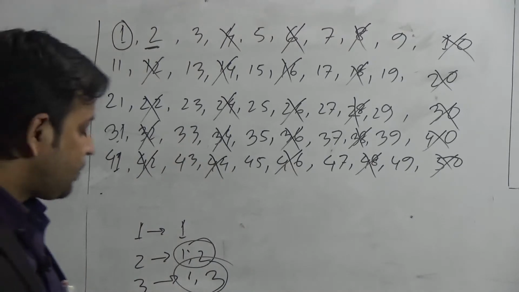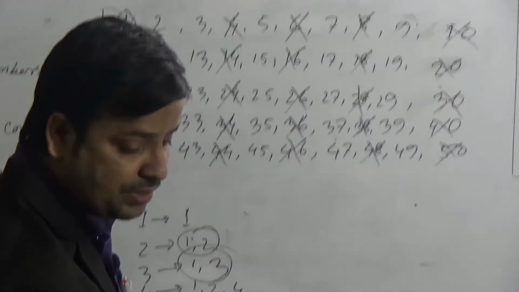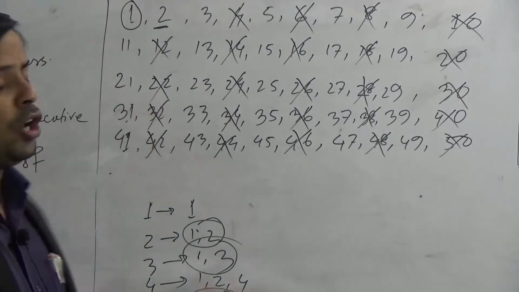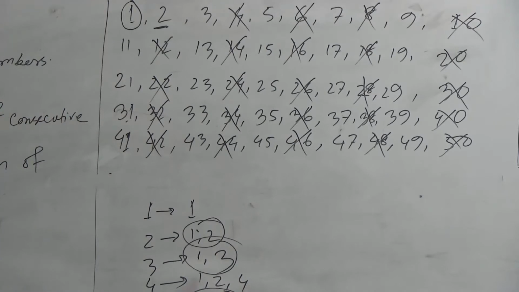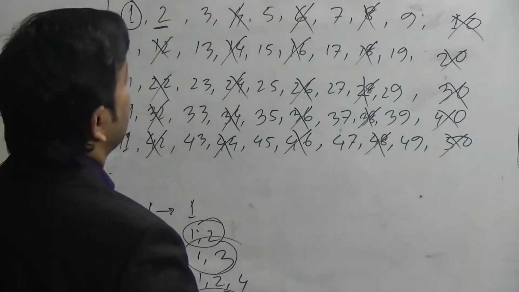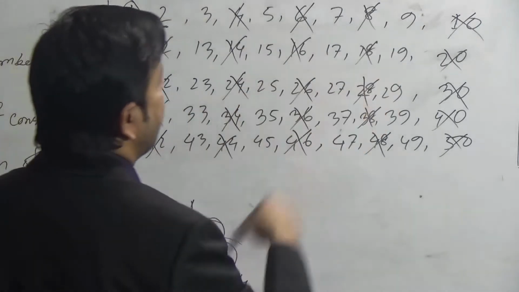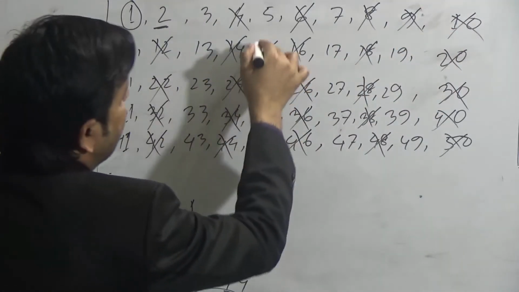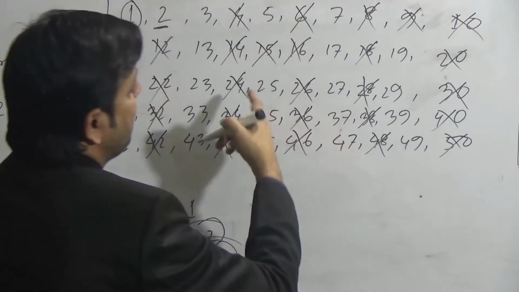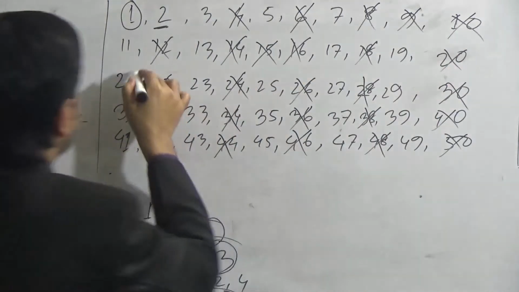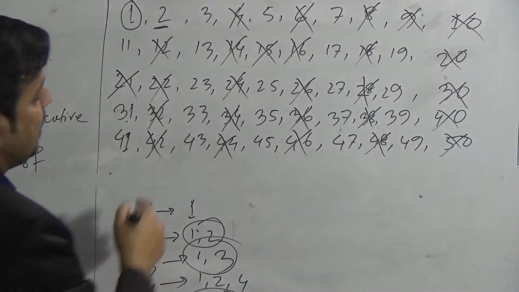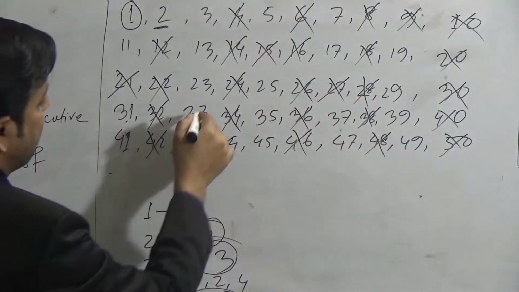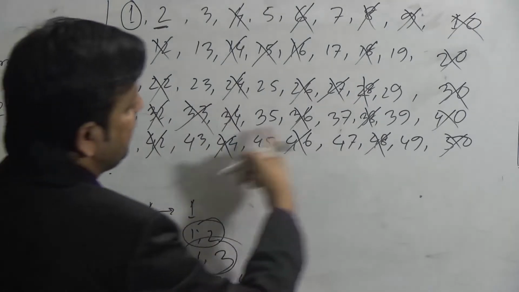Okay, now we can consider 3. 3 is a prime number, we know. So cut all the multiples of 3 except 3. Now 6, 9, we have to cut 9. So 9 is not a prime number. Then 15 is also not a prime number. Then 18, 21 is also divisible by 3. Then 27 is also divisible by 3. Then 33 is also divisible by 3.